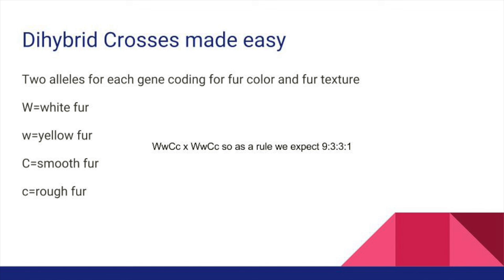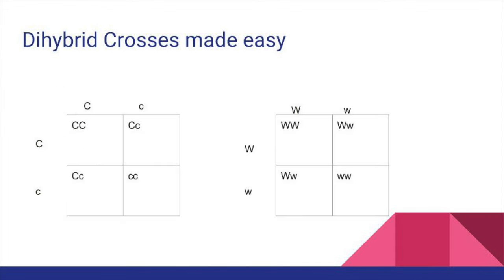We are going to cross two heterozygous individuals. So as a rule, we expect a 9:3:3:1 ratio. Okay, so instead of doing a dihybrid, we're going to do two monohybrid crosses to get the same results.